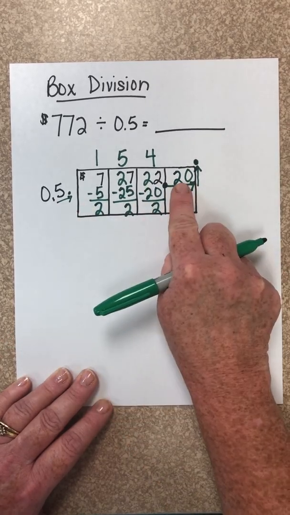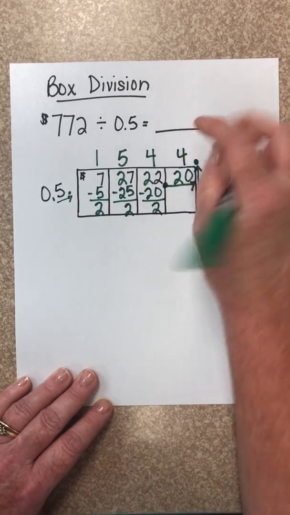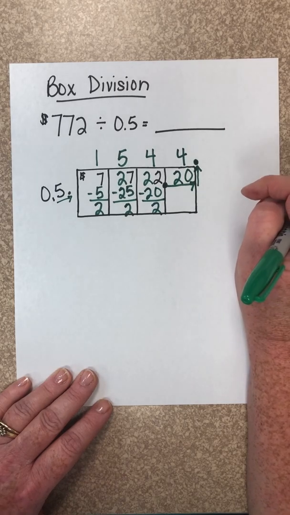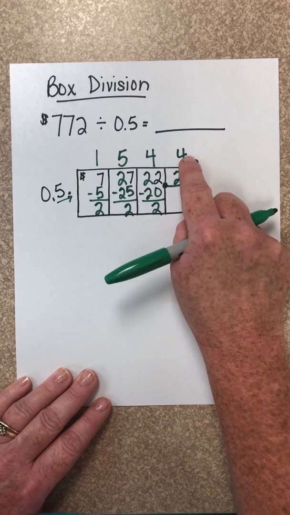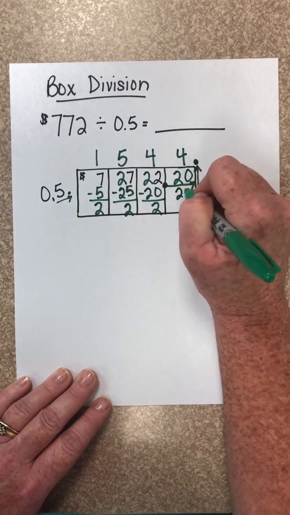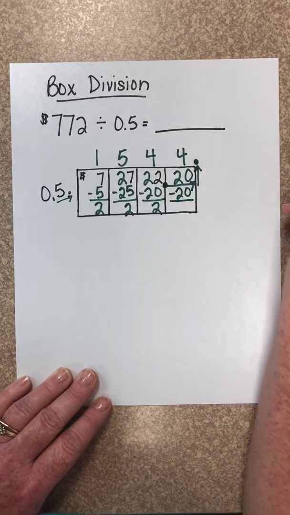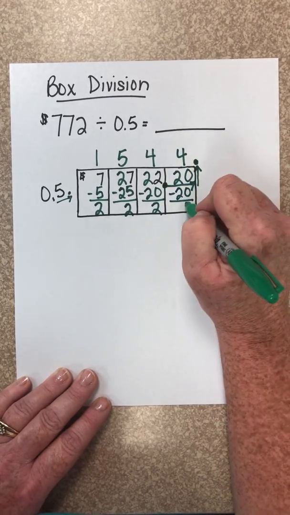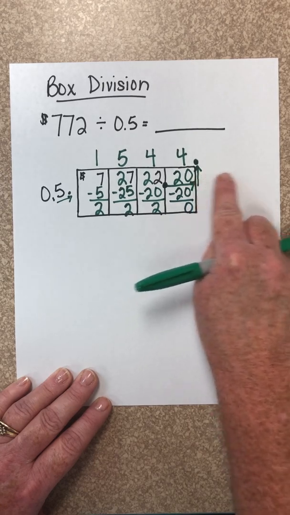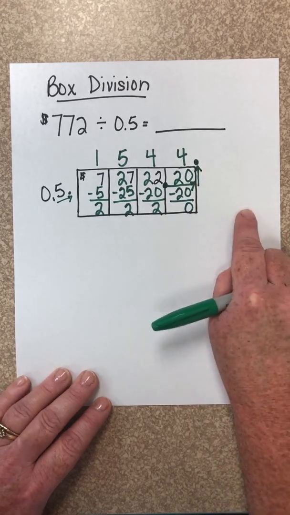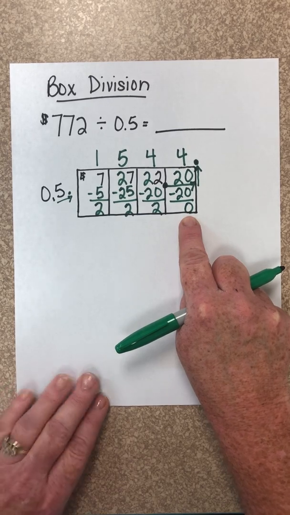How many 5s are in 20? 4. And again, I apologize for the bells. Okay, let's finish. 4 times 5 is 20. And now let's subtract. 20 minus 20 is 0. Well, I don't have any other digits in the dividend that I need to continue working, so that 0 does tell us that we are finished.